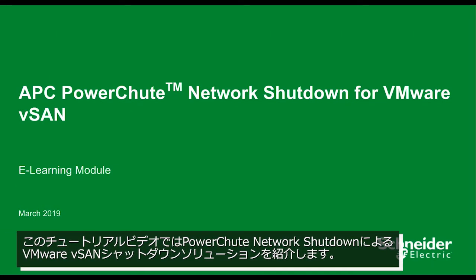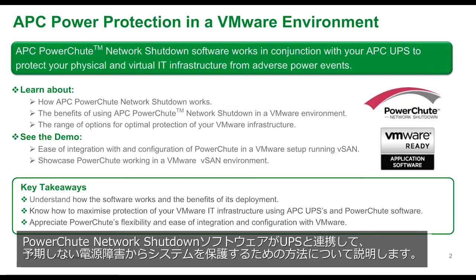Welcome to this training module on PowerChute Network Shutdown software for VMware vSAN. This training presentation explains how PowerChute Network Shutdown software works in conjunction with your APC UPS to protect your physical and virtual IT infrastructure from adverse power events.